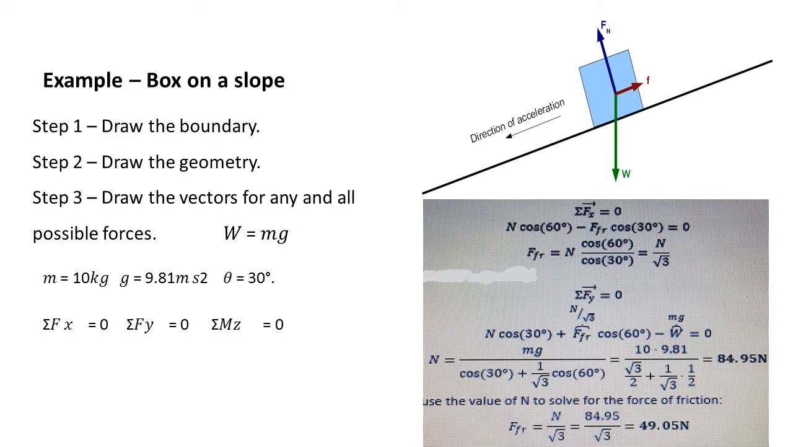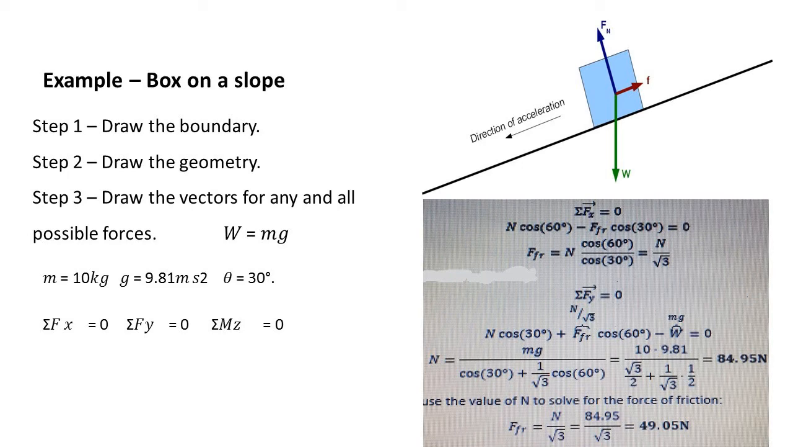So first we're going to draw the free body diagram and write the governing equations. So the total force in x, y, and z direction must be equal to 0. Don't forget that the total moment in z direction must be equal to 0 as well. Then start applying the equations.